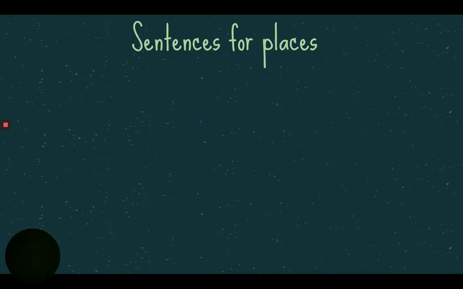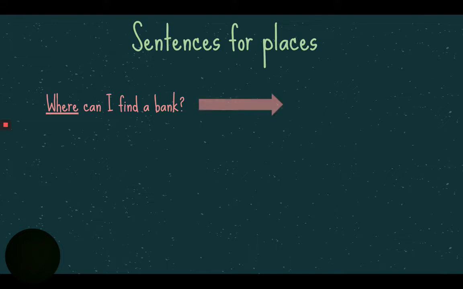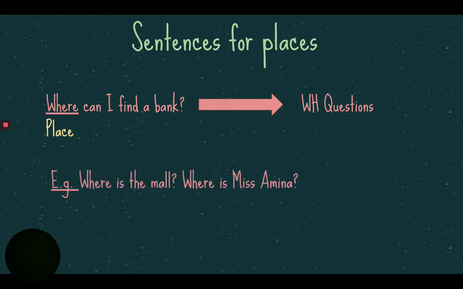Now, let's begin with the sentences for places. Where can I find a bank? Usually when you're asking this, it's a WH question. So where is usually a question for a place. For example, where is the mall? Where is Miss Amina? If you want to find a place, you can use the word where and ask a question.